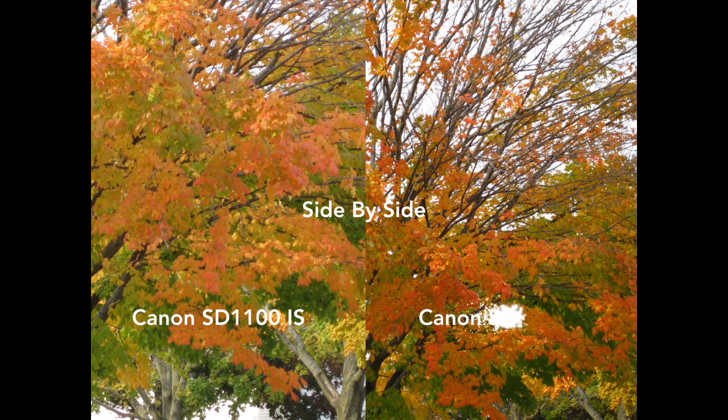Here is a side-by-side comparison. This is the Canon SD1100IS and the Canon SD790IS on your right. Now, when you put these two pictures side by side, you can see the clear difference. Even though both cameras were released in 2008, the one on the left is an 8 megapixel, the one on the right is a 10 megapixel.